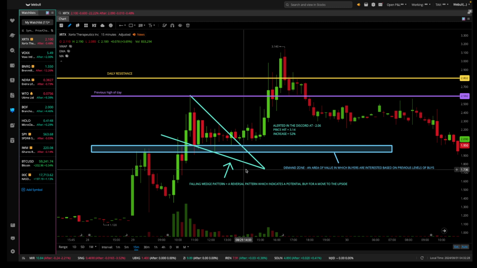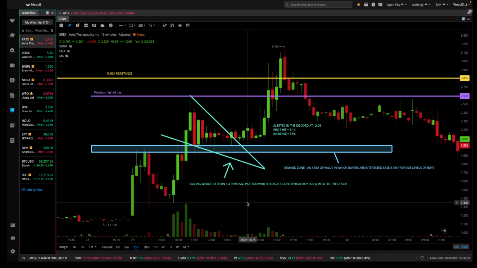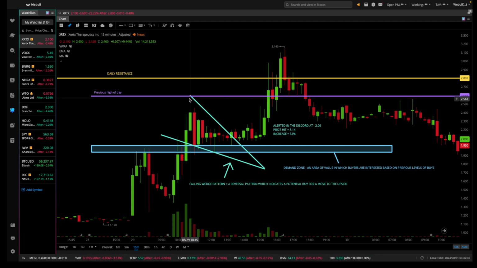A falling wedge pattern is a reversal pattern which indicates a potential buy for a move to the upside. Now, how do you mark this? You want at least 1, 2, and you got your third touch, and then you got your connecting point. It's like a cone, right? It meets at the end. So this is very key. You guys do understand this.